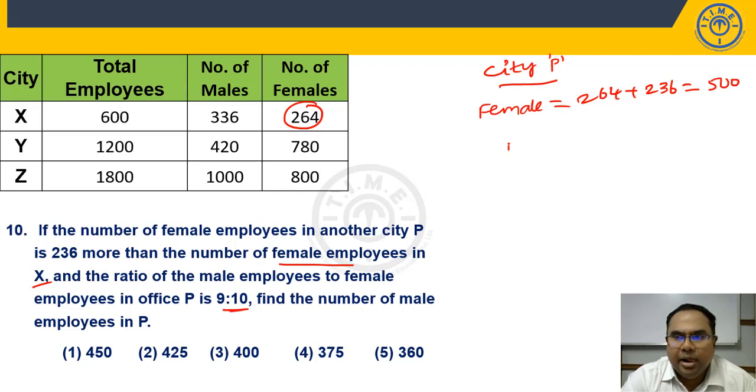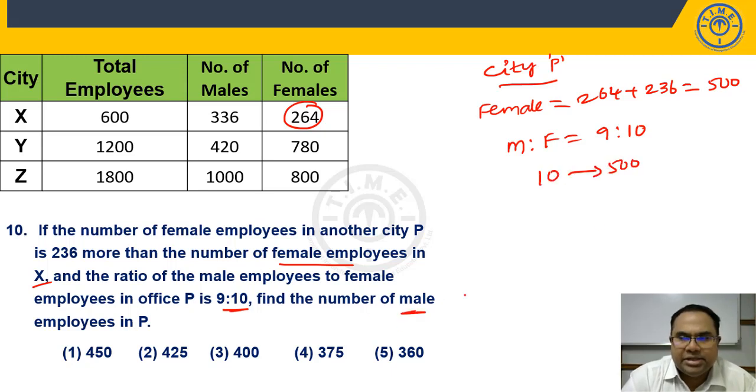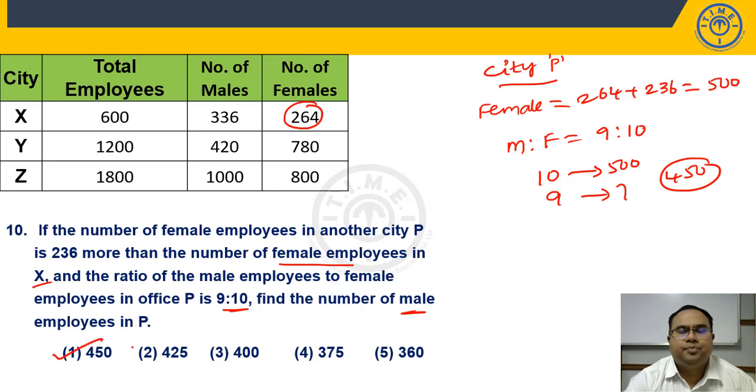In P, males is to females ratio is 9 is to 10. So obviously females are 10 parts, 500. We have to find out males here. 9 parts, how much? So each part is 50, so males will be 450. 450 is present in option 1.